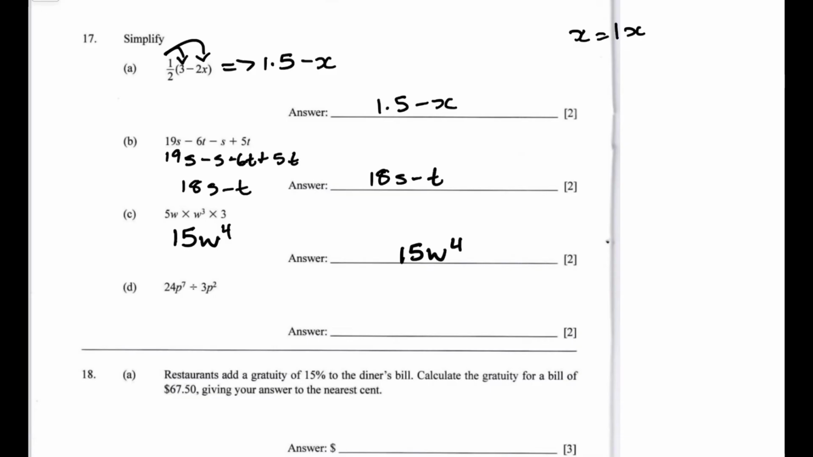And now we'll have 24p to the 7th divided by 3p squared. And 24 divided by 3 is just 8. Write down the p, and because we're dividing, we have to subtract the powers. And 7 minus 2 is 5. So this will give us 8p to the 5th.